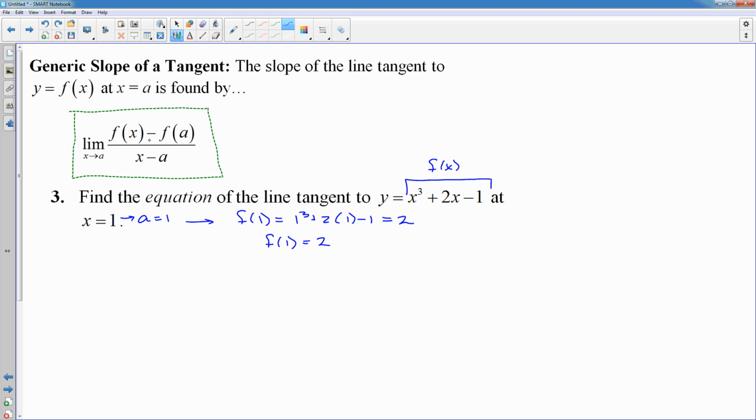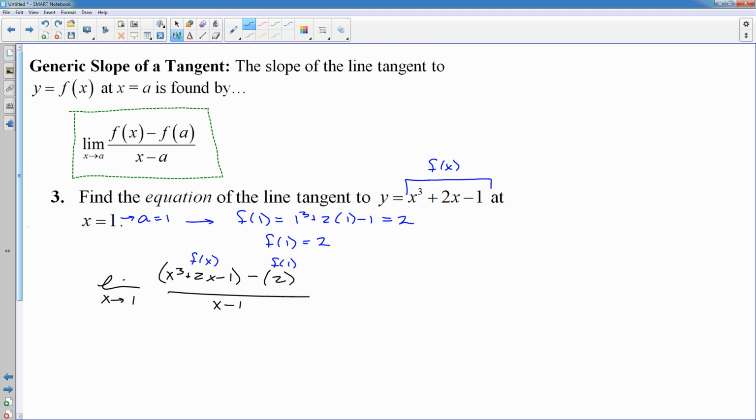And then I'm going to go straight to my formula for the tangent slope. So my tangent slope is going to be the limit as x approaches the point of tangency of my function, f of x, which is x cubed plus 2x minus 1, minus f of 1, which is 2. So that's f of x minus f of 1 over x minus 1.